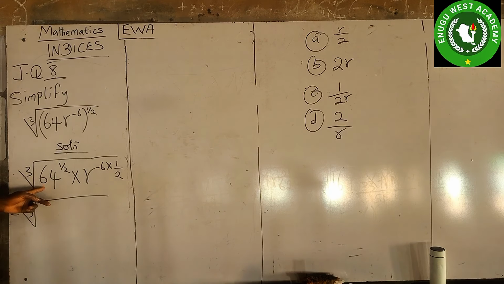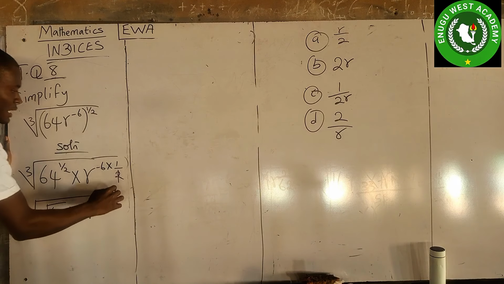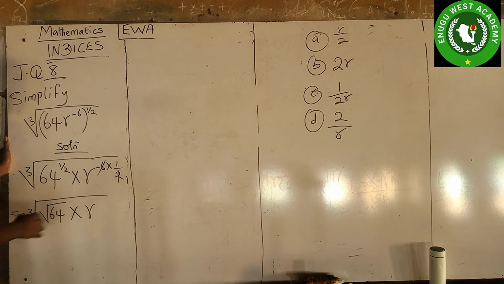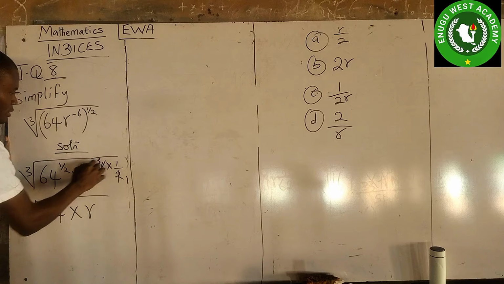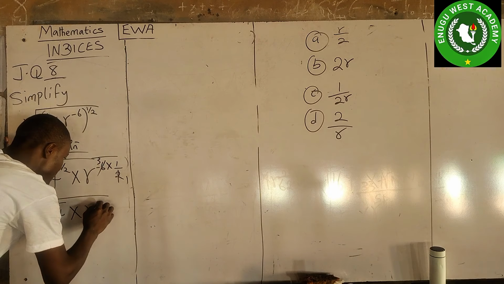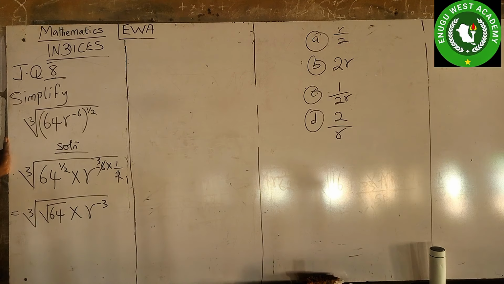times this our r. We know that 2 can cancel itself to give us 1. 2 go into 6 is what? 3. So we are going to have r minus 3. We are going to have r raised to power minus 3.